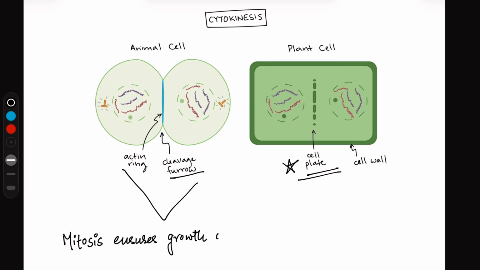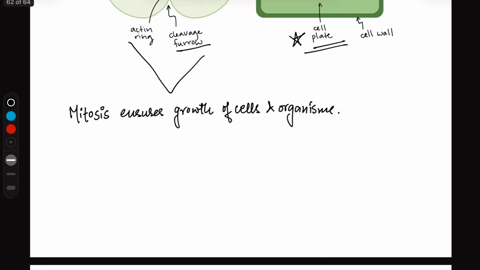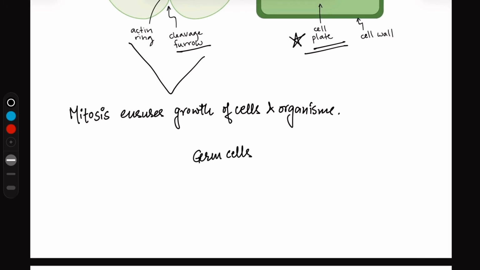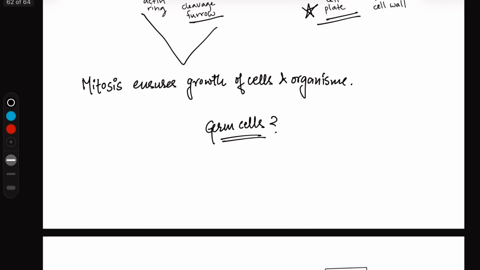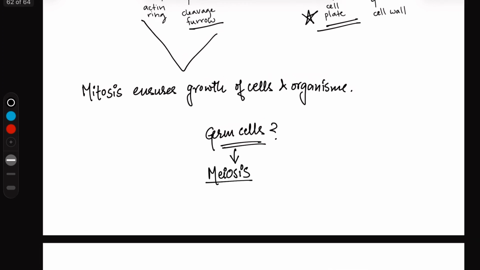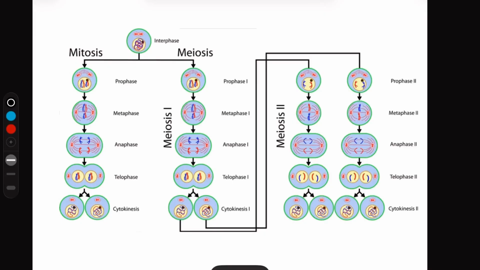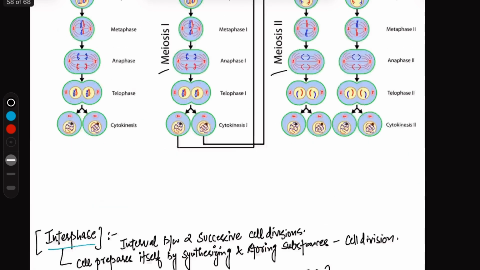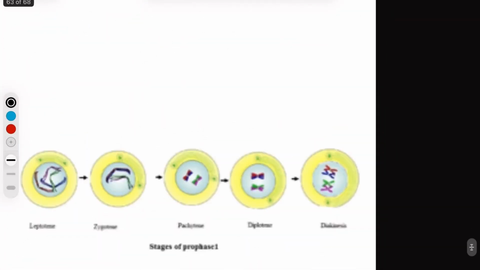So in short, mitosis ensures growth of cells and organisms. Now, this was all about somatic cells. But what about germ cells? Germ cells divide by a process named meiosis. In this, reduction division occurs in the reproductive cells only, at the time of gamete formation. That means only when the cell is reproducing, that is the germ cells, they undergo meiosis 1 and meiosis 2.